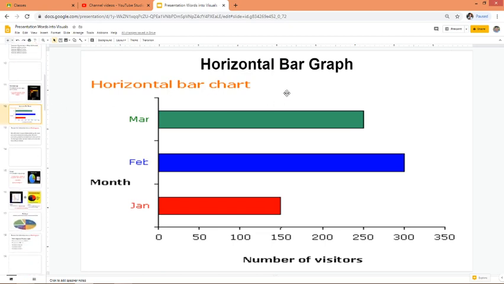Here, in this horizontal bar graph, the variable is number of visitors, right? The number of how many people came to, I'm guessing, a park in January, February, March. So this helps the audience see that February had the most visitors out of the 3 months.